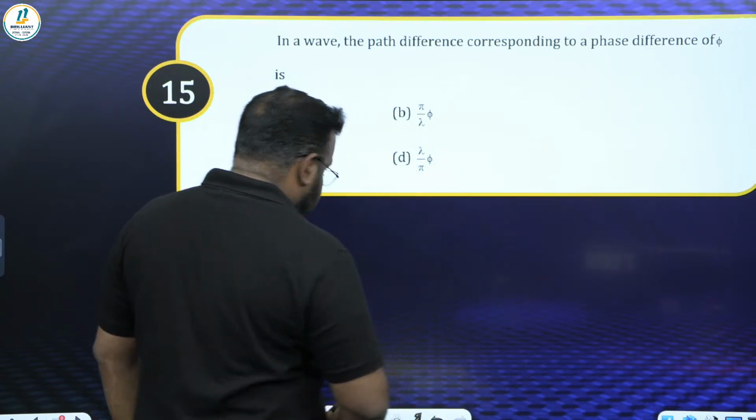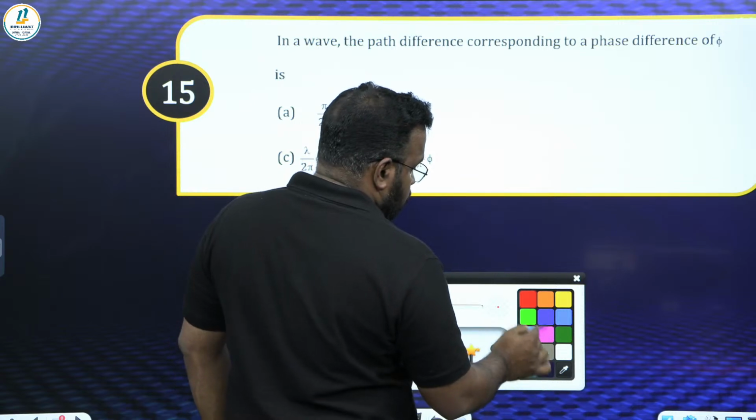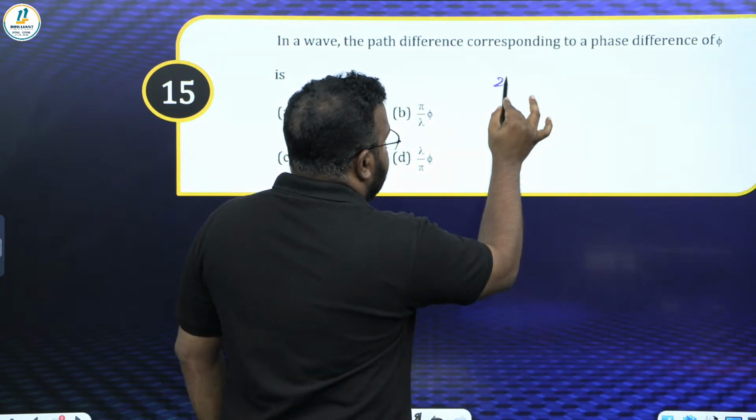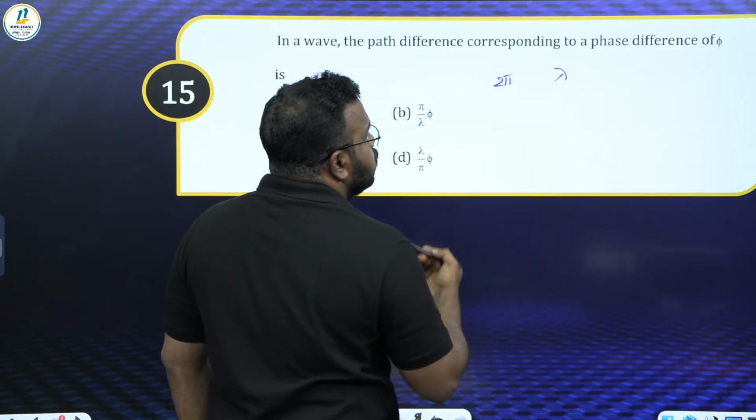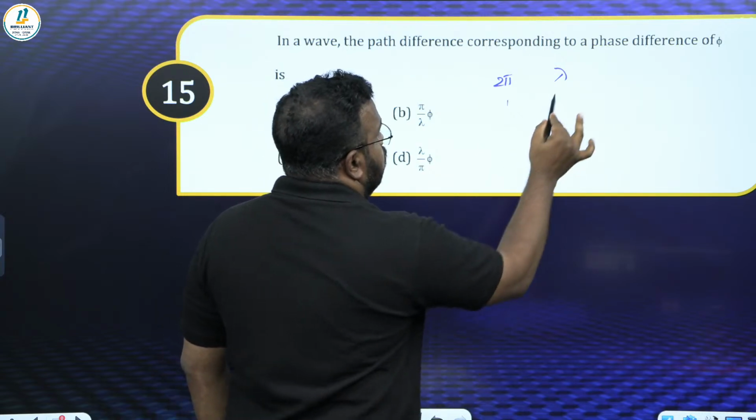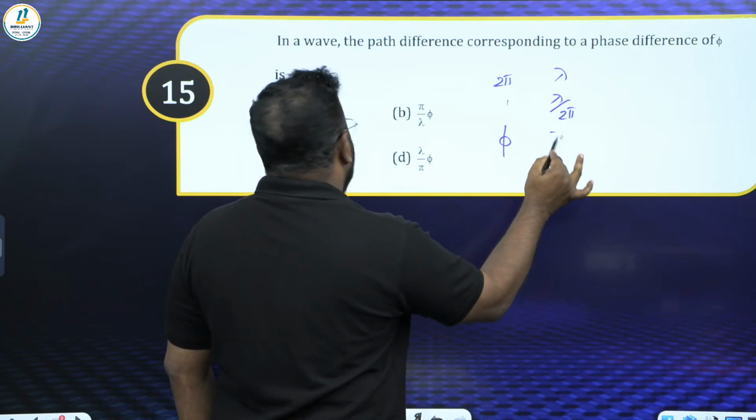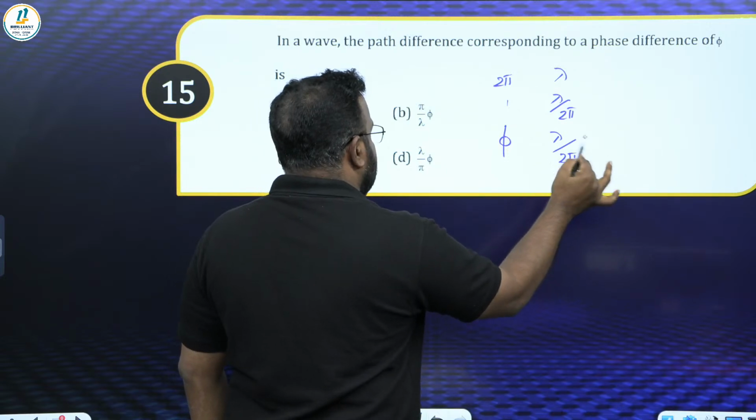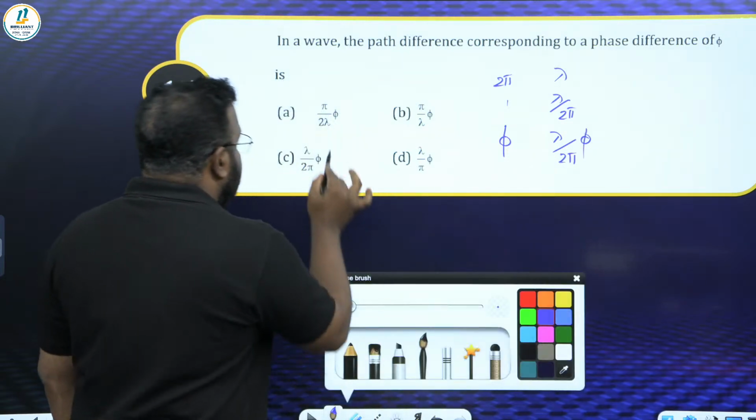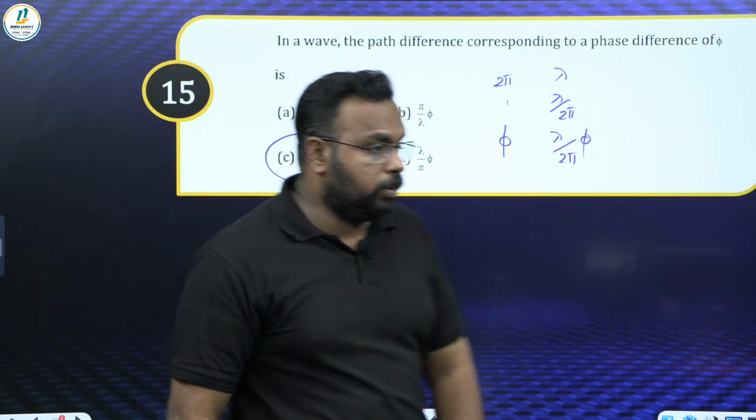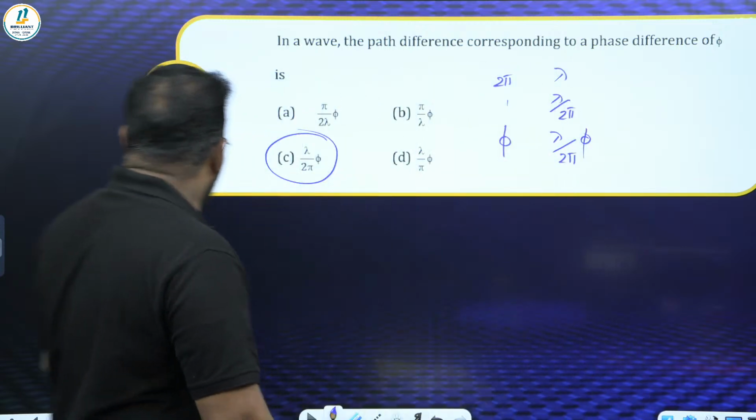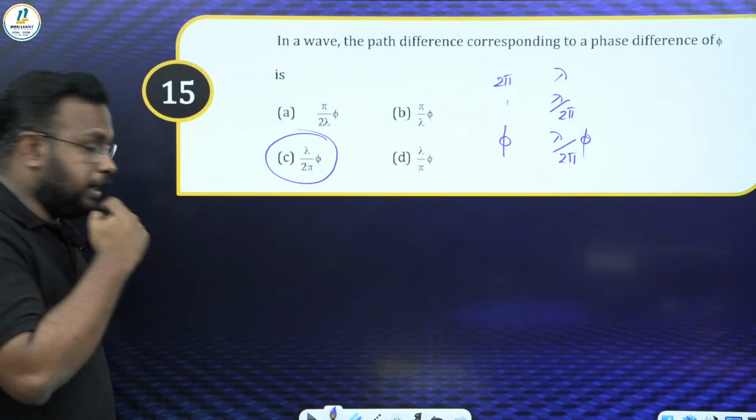If phase difference is 2 pi, you know that the corresponding path difference is lambda. Then if phase difference is 1, it will be lambda by 2 pi. Then if phase difference is phi, it will be lambda by 2 pi into phi. That's the right answer, option C. All of you got the correct answer. Keep going, my dear students. I'm going to the next, question number 16.